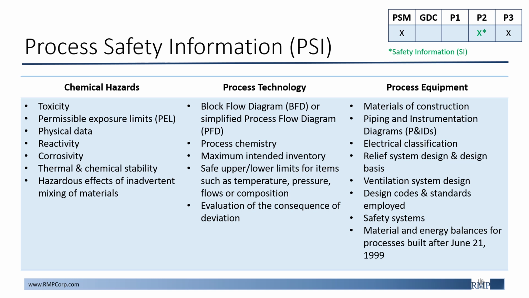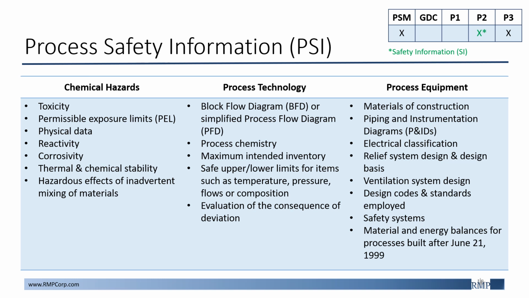Under process technology, you should include block flow diagram or simplified process flow diagram, process chemistry, maximum intended inventory, safe upper or lower limits for items such as temperature, pressure, flows, or composition, and evaluation of the consequence of deviation.